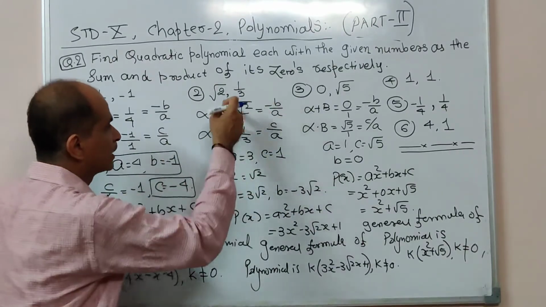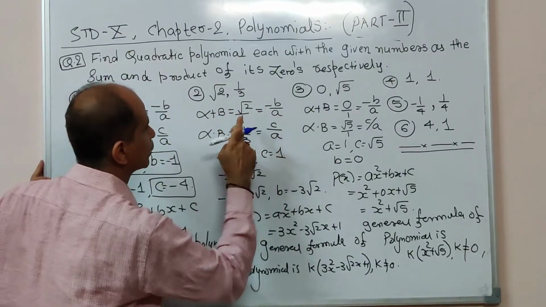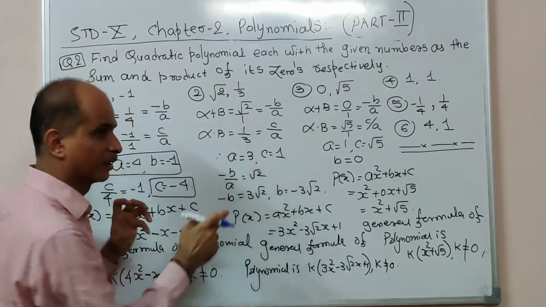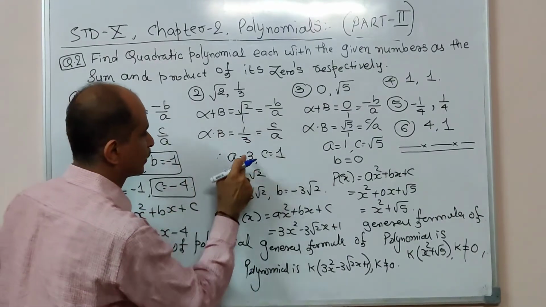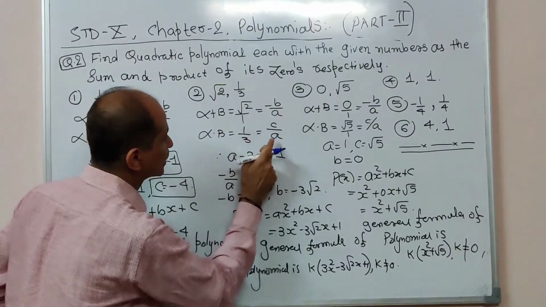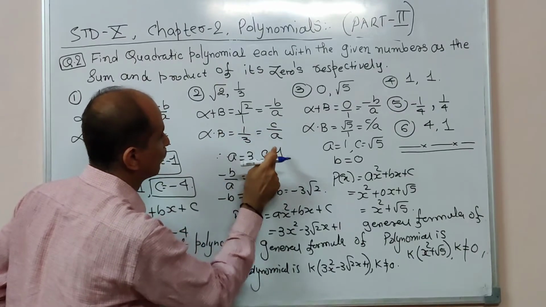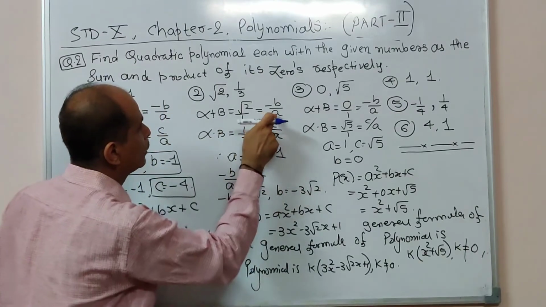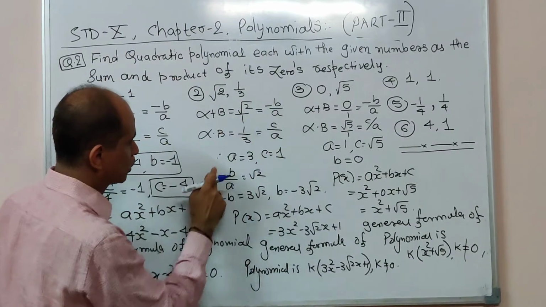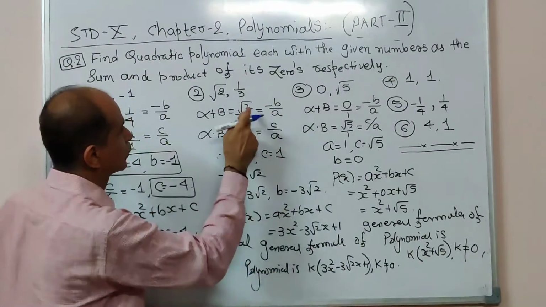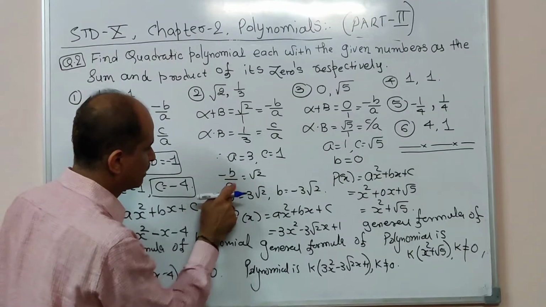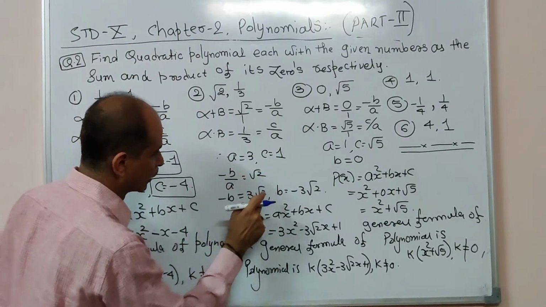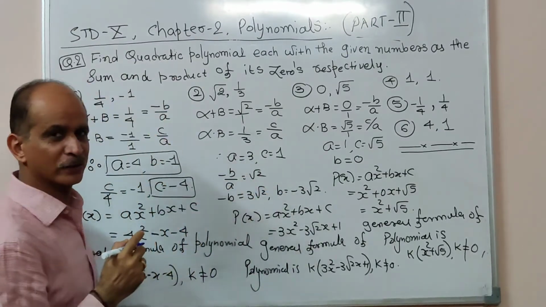When you compare these two ratios, here a is equal to 1, here a is equal to 3. So you have to take the highest multiple of a, so a is equal to 3. When you take a is equal to 3, your c becomes 1. Now write the value of a is equal to 3 here. So minus b by a is equal to root 2. In place of a, write down 3. So minus b is equal to 3 root 2, so b is equal to minus 3 root 2.